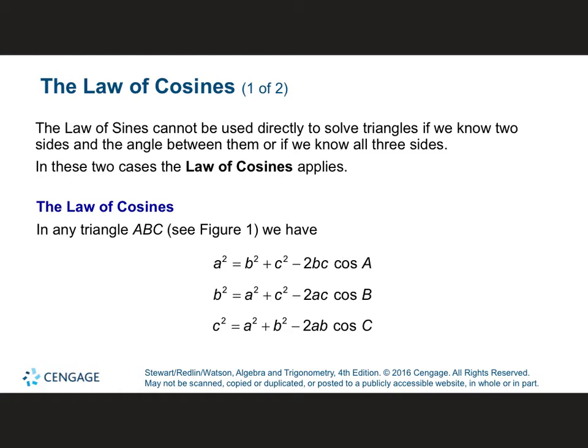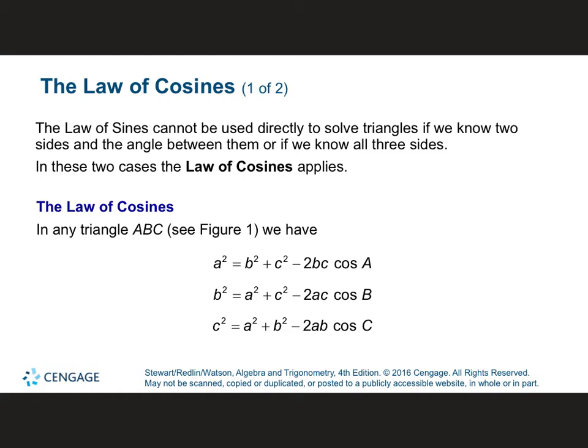If you look at the middle one, you have b squared is equal to a squared plus c squared minus 2ac cosine B. So b squared is on one side, and you take the cosine of B on the other. Then c squared is equal to a squared plus b squared minus 2 times a times b cosine C. Same idea: if you have c squared on one side of your equal sign, you take the cosine of C. If you have b squared plus c squared, it's going to be negative 2 times b times c.